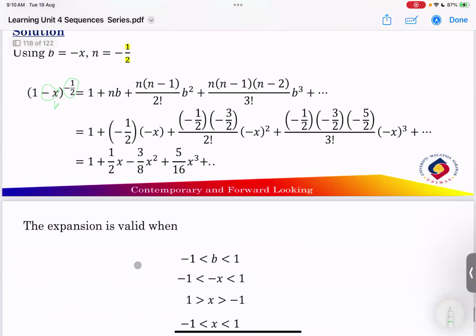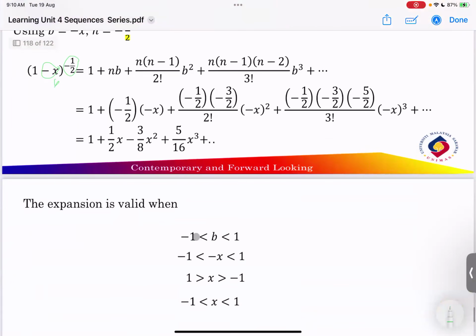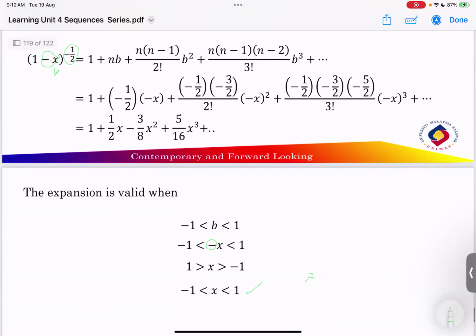This one is only valid when negative x. Okay, this happened again. You can see the formula here has a negative. Then if you want to remove it, it will become like this. So we write again into this format. Okay. All right. You need to show the steps.